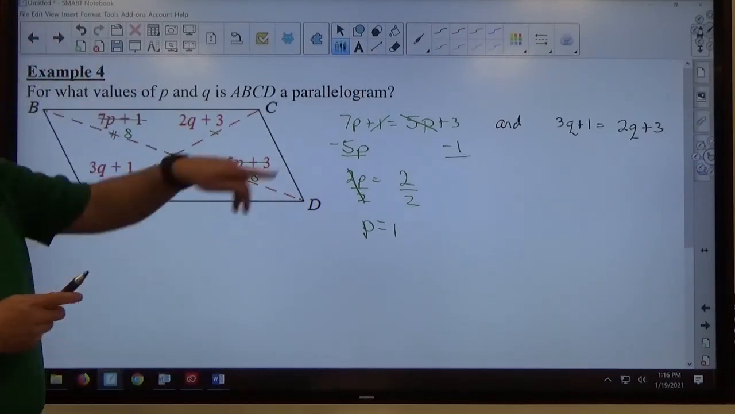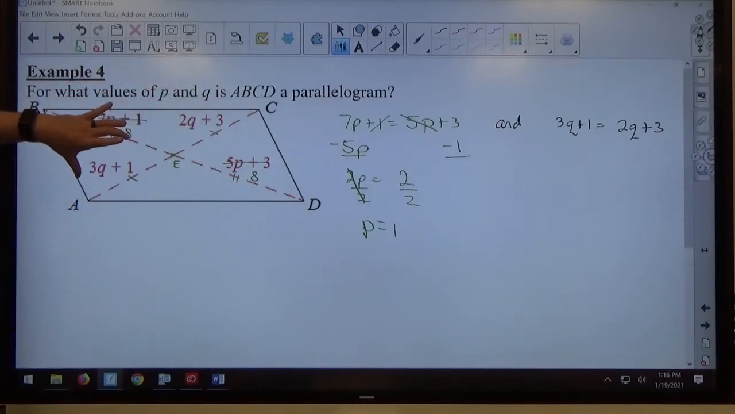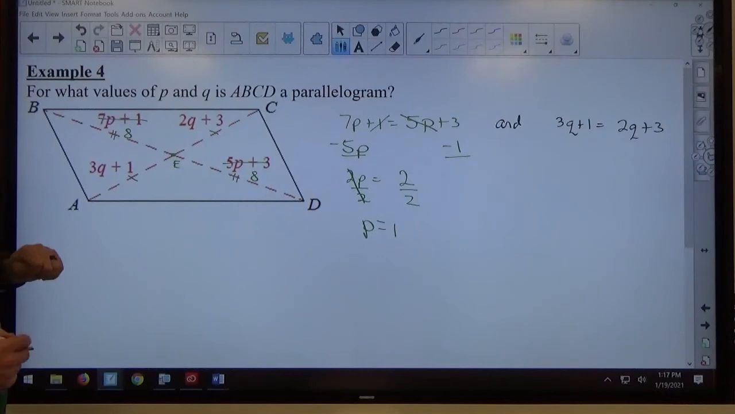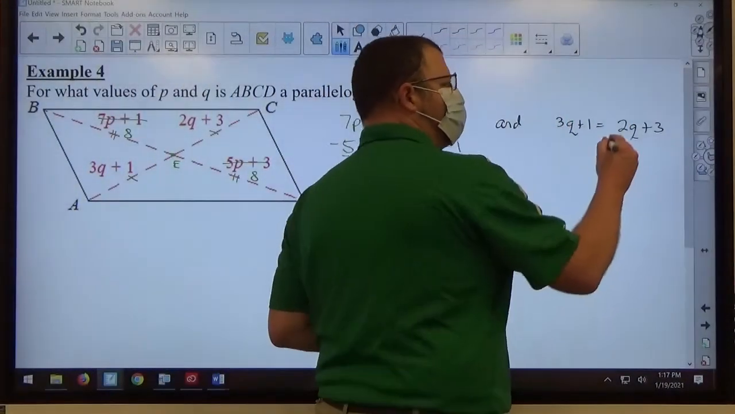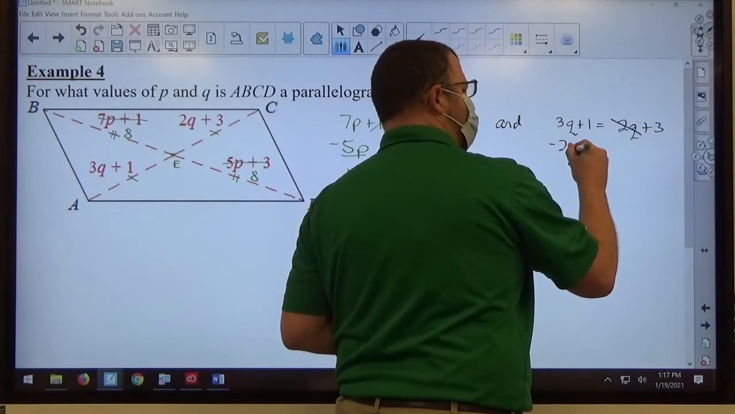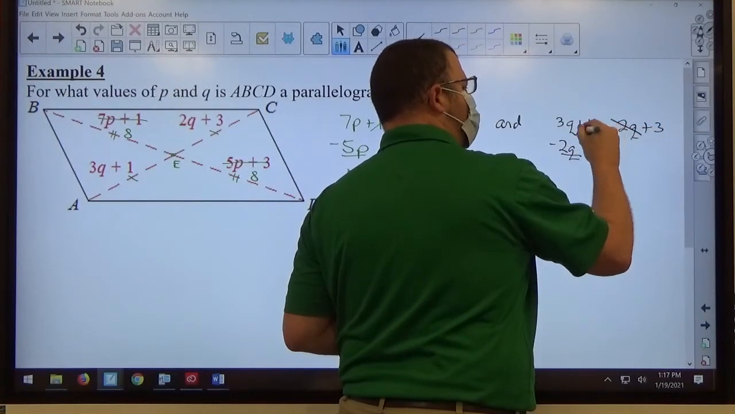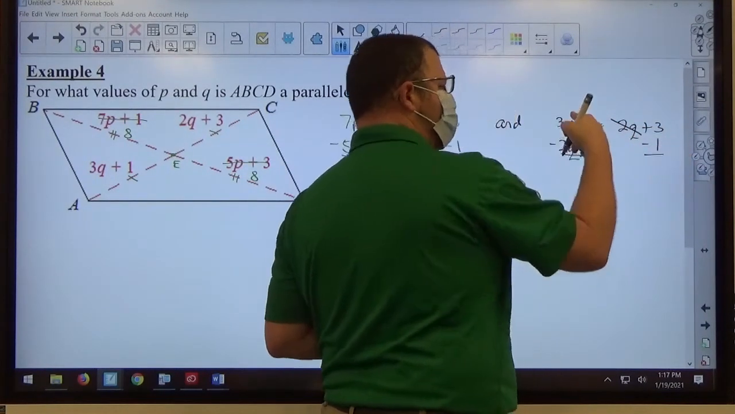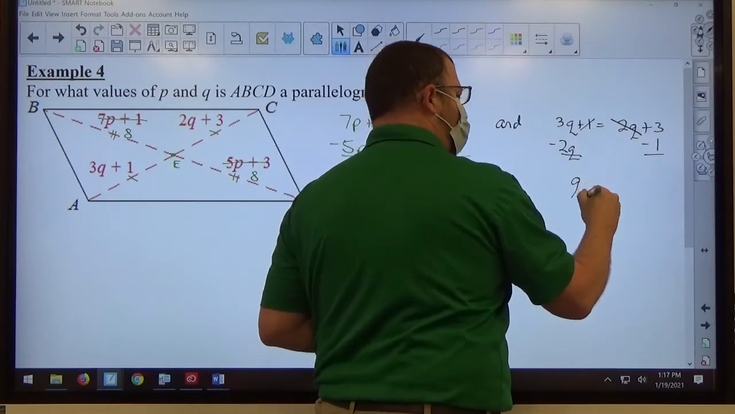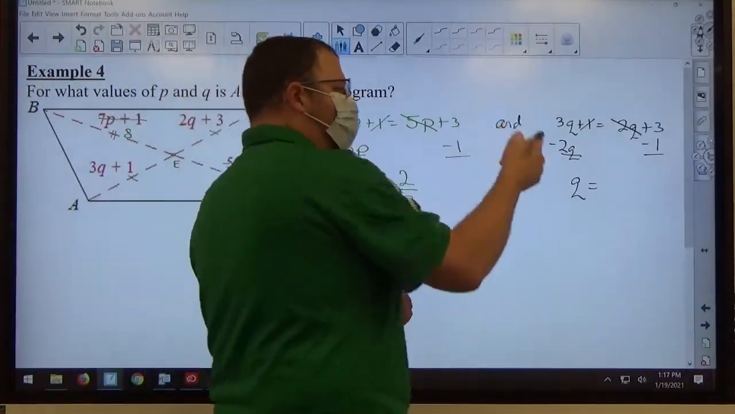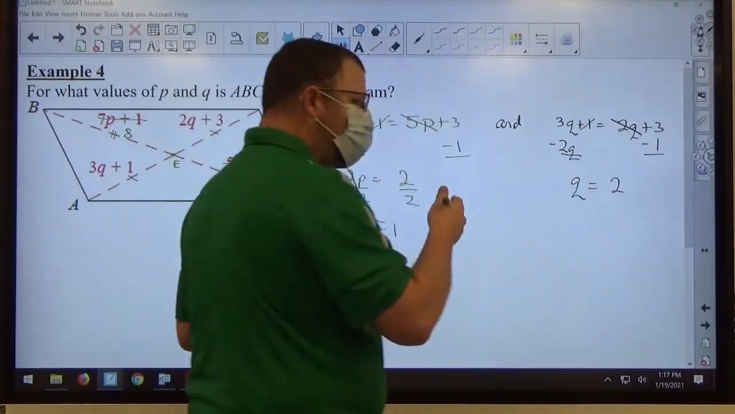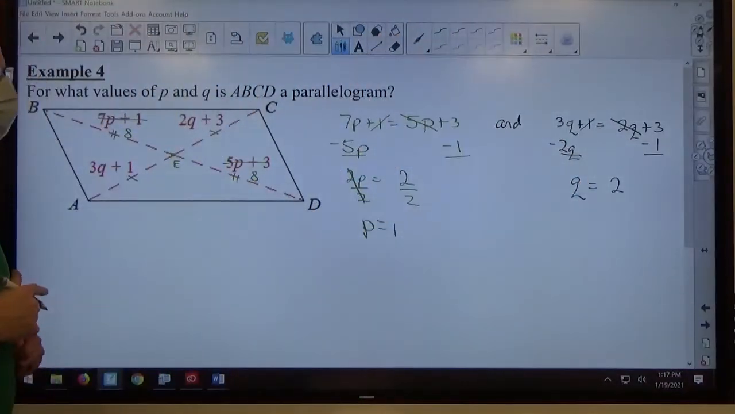Okay. The other equation says that this piece here, AE, and this piece here are the same length, so 3Q plus 1 equals 2Q plus 3. Again, a couple variable terms, a couple numerical terms. I'm going to chop the 2Q, move it over left, becomes negative 2Q. Chop the plus 1, move it right, becomes minus 1. 3Q minus 2Q makes 1Q. We typically write 1Q as just Q. And then 3 minus 1 makes 2. There's no division this time because there's no coefficient, so Q equals 2. That should be the value of Q that works.